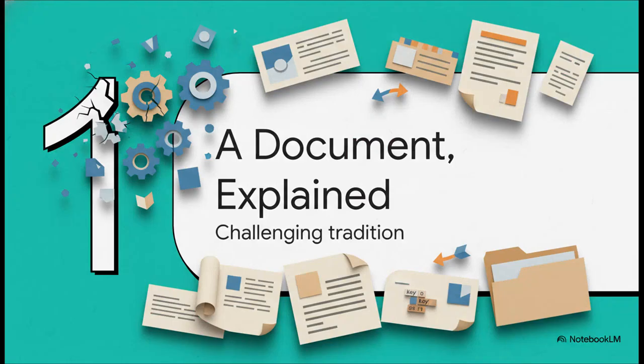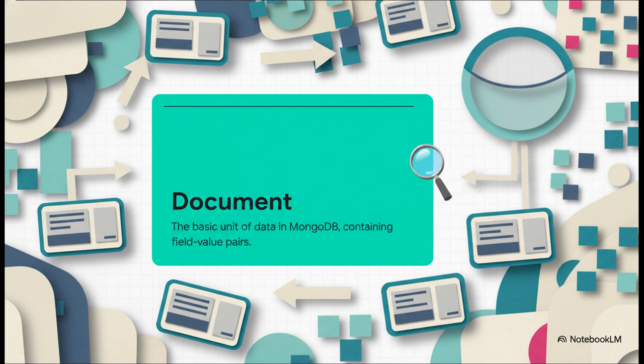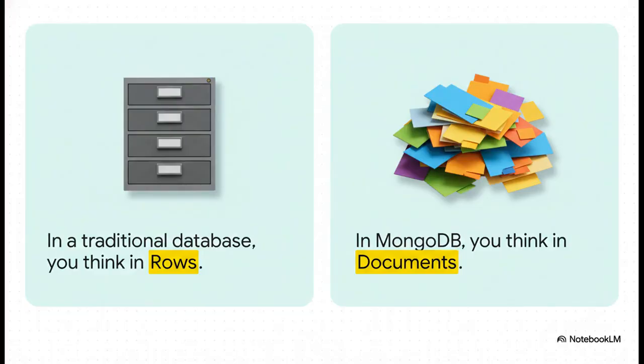Well, the answer really comes down to thinking about data in a whole new way. And to do that, we first need to get our heads around the concept of a document. So, what is a document? At its most basic level, it's the fundamental unit of data in MongoDB. You can think of it like a single file in a filing cabinet. It's one self-contained record that holds all the information about one specific thing, all neatly organized into what we call field value pairs.